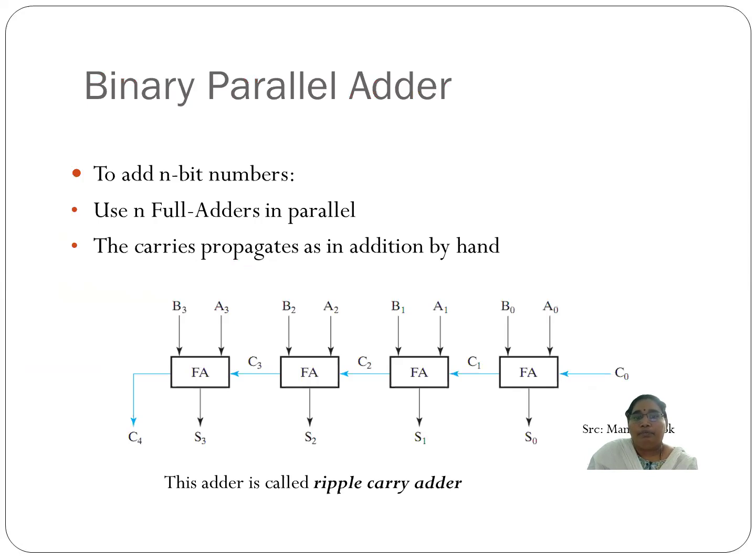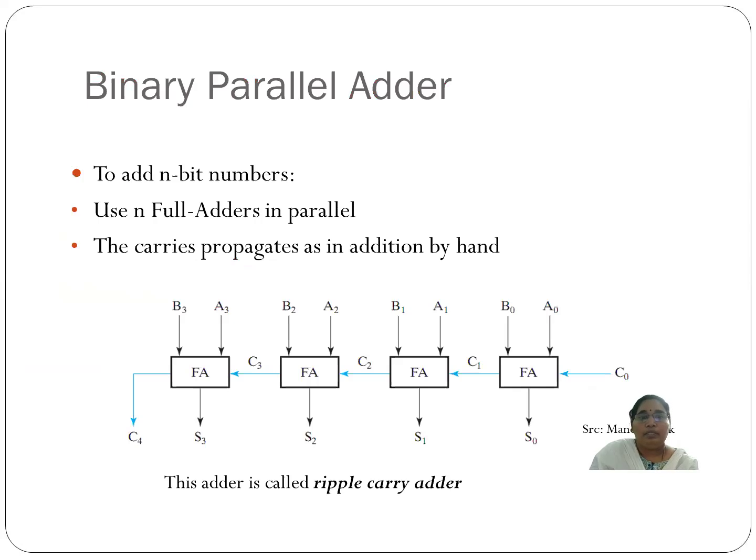Next bits of A and B and C1. This full adder gives the sum bit S1 and carry C2. Next stage carry C2. So this C2 will be the carry input of the next full adder, and A2 and B2 are the other two inputs. So total 3 bits are A2, B2 and C2. The result is sum 2, S2 and C3.